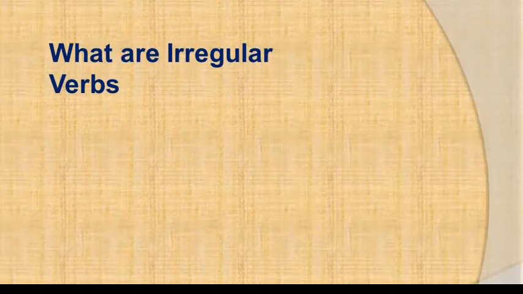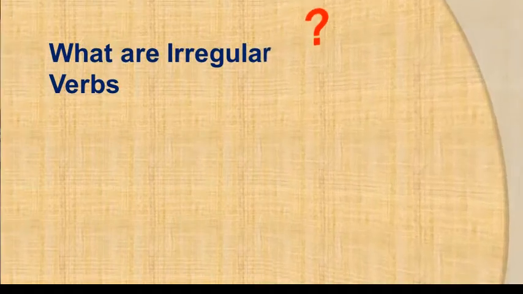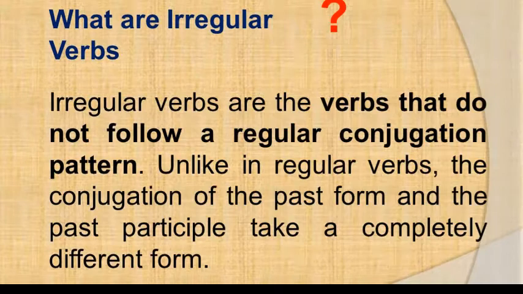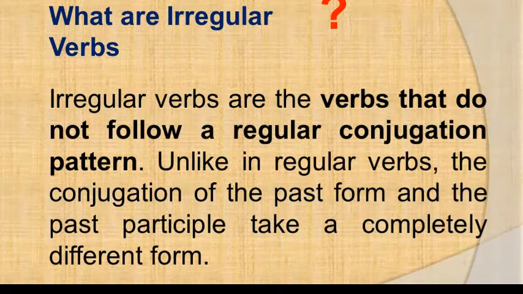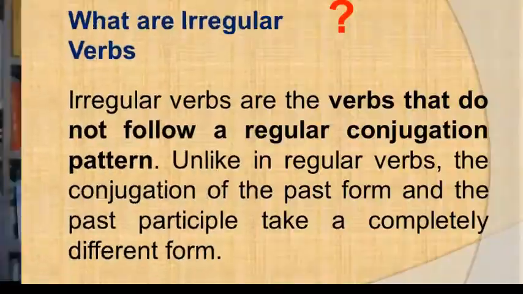Now you may have a question, what are irregular verbs, students? Yeah, we have the answer for you. Irregular verbs are the verbs that do not follow a regular conjugation pattern. Unlike regular verbs, the past form and the past participle take completely different forms. And you know, this kind of conjugation is somewhat difficult for you because they are all different, and sometimes you have to memorize all the forms of the verb. And I have some examples for you.